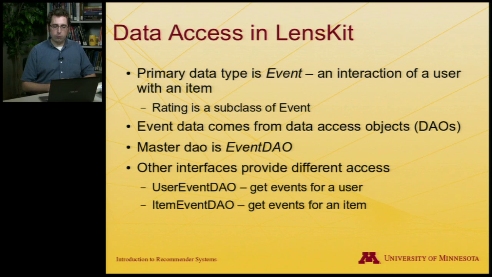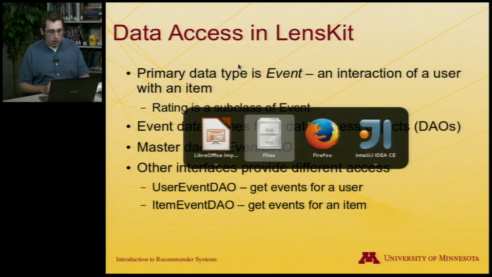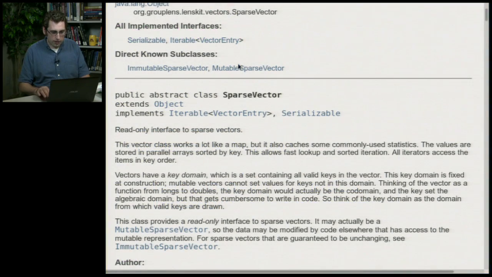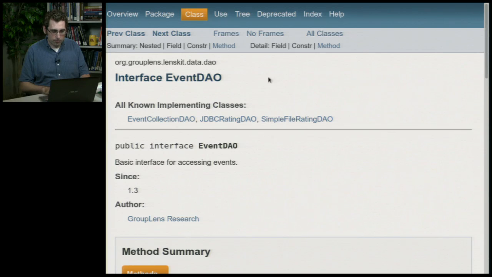Event data comes from data access objects, or DAOs. The master one of these is Event DAO, that just provides access to the events known to the data source. There's other interfaces that provide more nuanced access, such as User Event DAO allows a component to get the events for a user, and Item Event DAO allows them to get the events for a particular item. So we'll look just a minute at these interfaces.